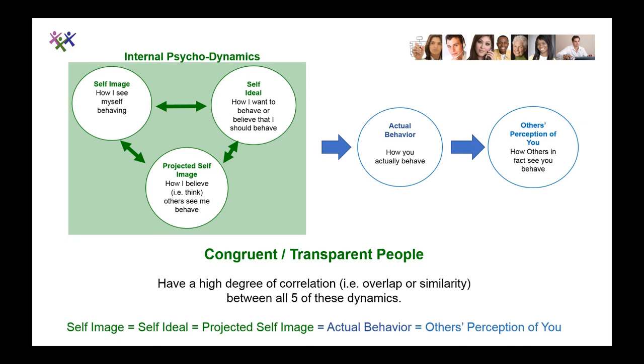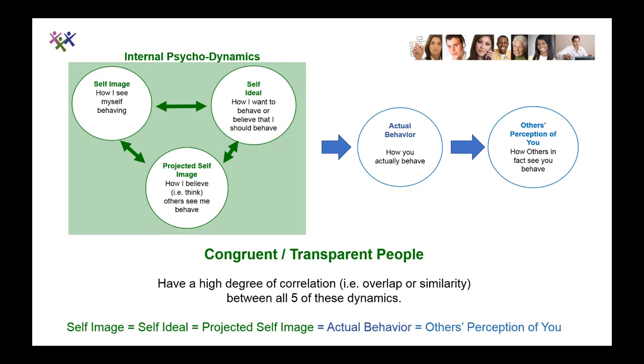When we talk in the realm of emotional intelligence about congruent or transparent people, we're talking about individuals who have a high degree of correlation, a statistical term, or overlap or similarity between all five of these dynamics. That is, that person's self-ideal is very close to self-image, but doesn't overlap completely. Otherwise, the individual is not motivated to become better or change their behavior. Self-image is very close to how they think people see them, is very close to the way they actually behave, and is very close to how other people, in fact, see their behavior.